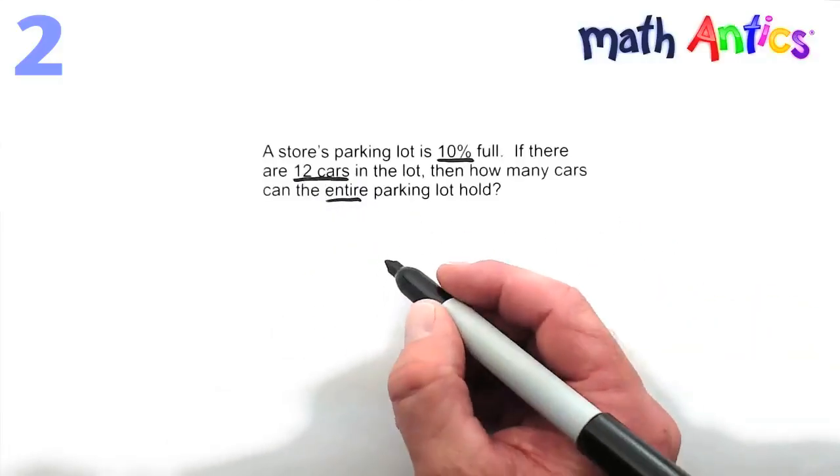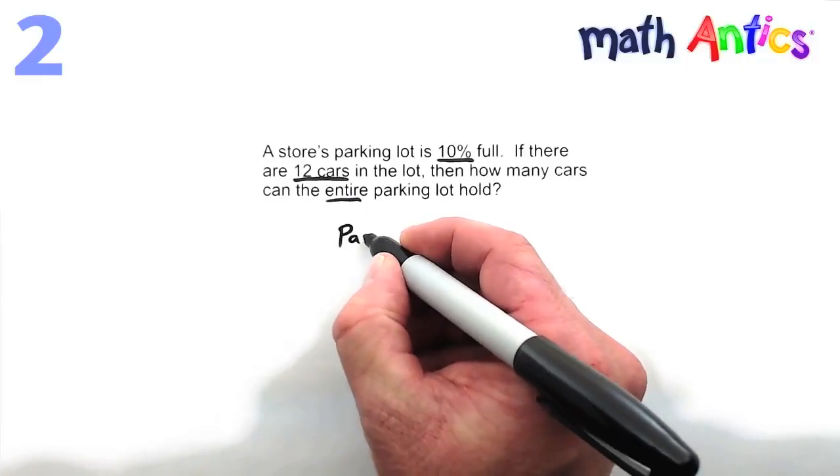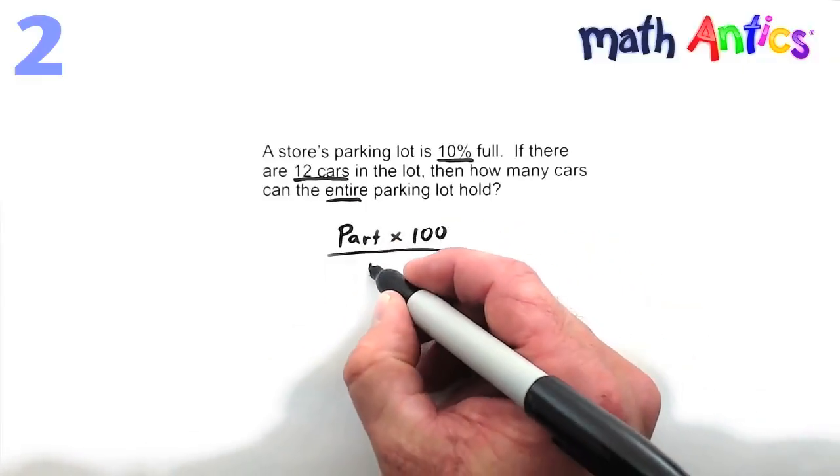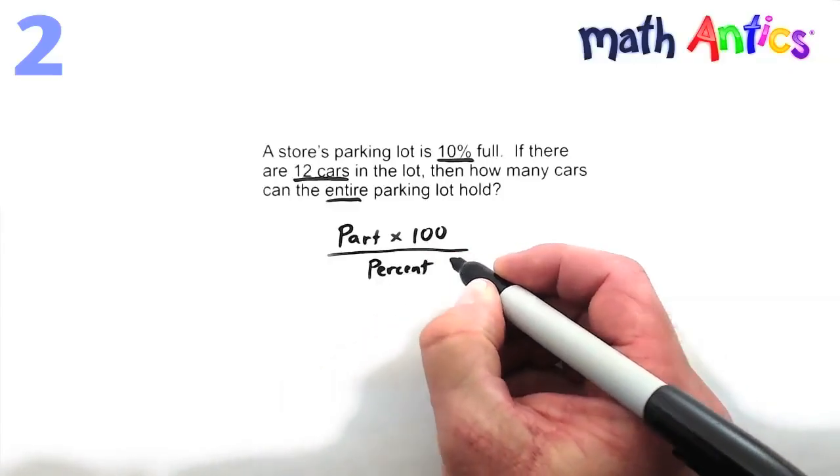Okay, so we just use our formula that we learned in the video, which is we take the part and we multiply that by 100, and then if we divide that by the percent, we'll get the total.